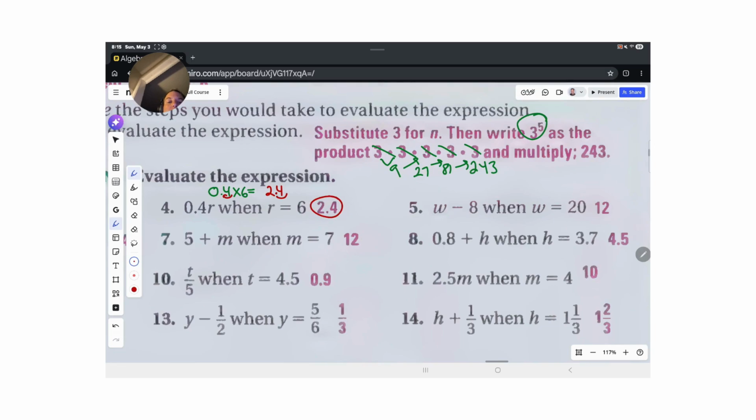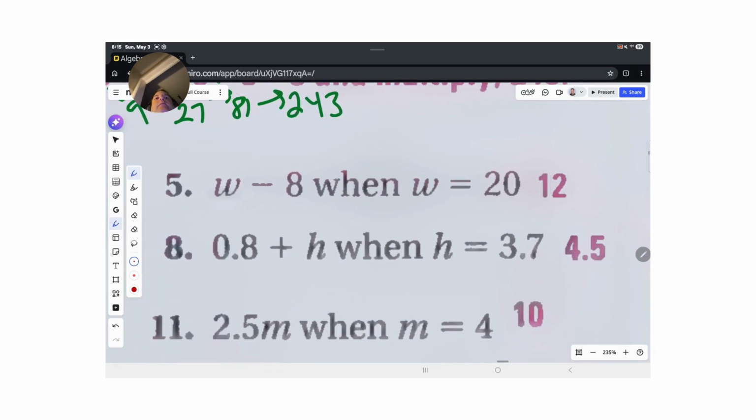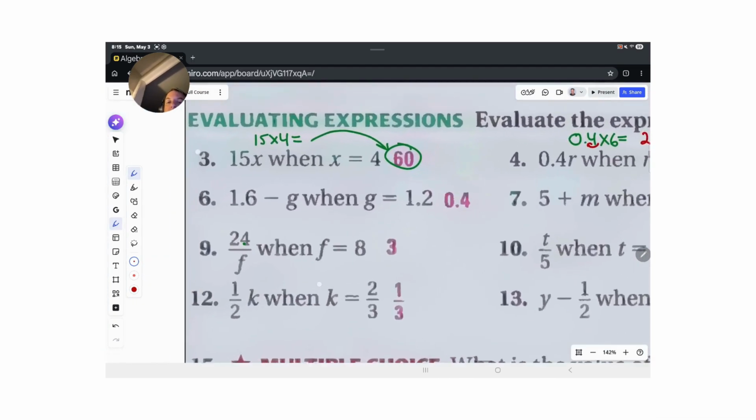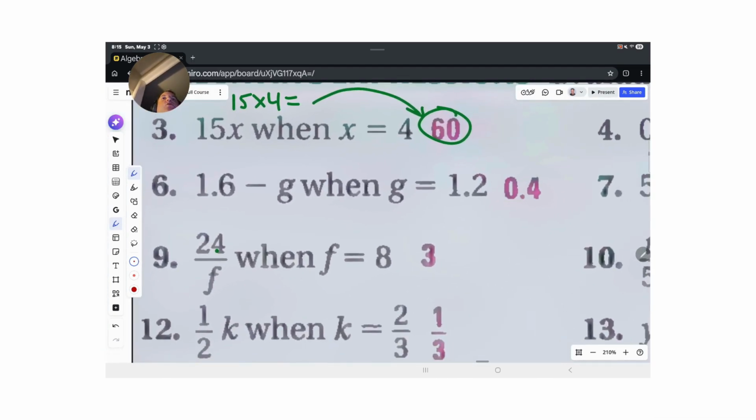Let's take a look at number 5. w minus 8 when w is equal to 20. So again, we just plug in that 20 for w. 20 minus 8 gets us to 12. Number 6, 1.6 minus g when g is equal to 1.2. We're practicing with decimals here. So line those decimals up. 1.6 minus 1.2. Line those decimals up, bring the decimal down, and that gets us to 0.4.